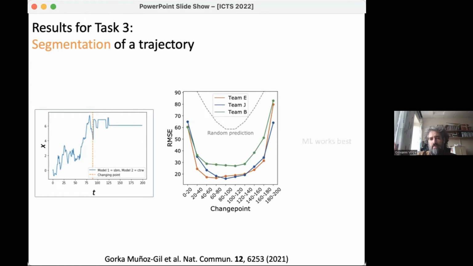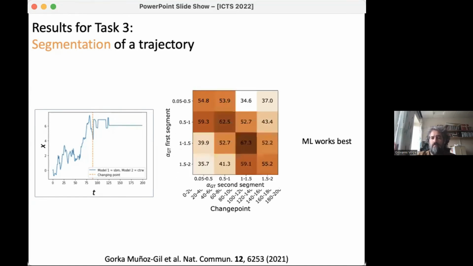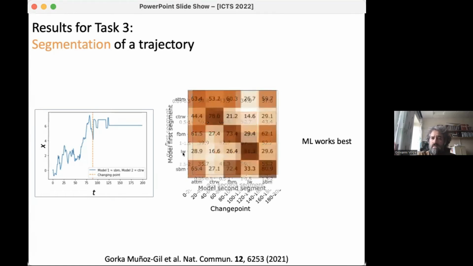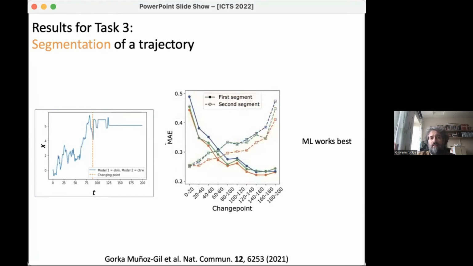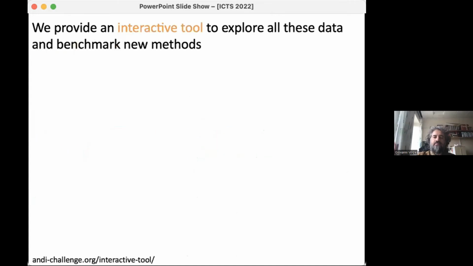All machine learning methods here, they're all machine learning methods, first of all, and they all do much better than random. And then we can also look at the confusion matrix for the alpha in the first and second segments, as well as the model in the first and second segments. And finally, we see some asymmetries here. There are many questions that are still open here. And we will see that this is one of the reasons why we want to continue exploring this, possibly in a second challenge. Okay, so these are the tasks and the results.